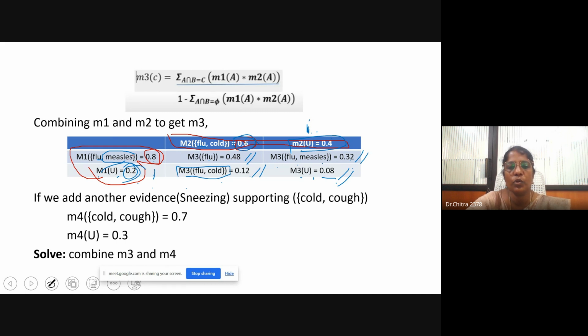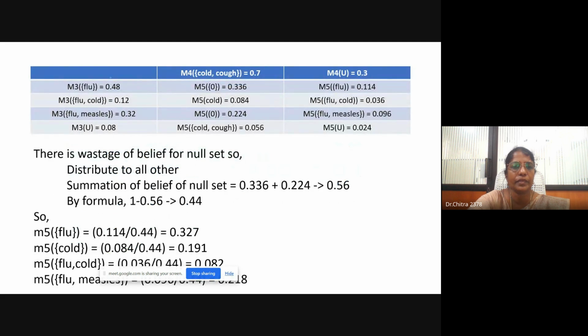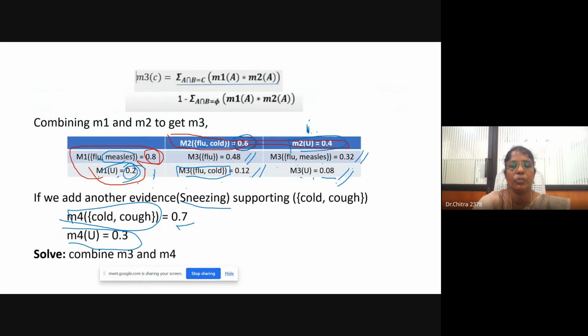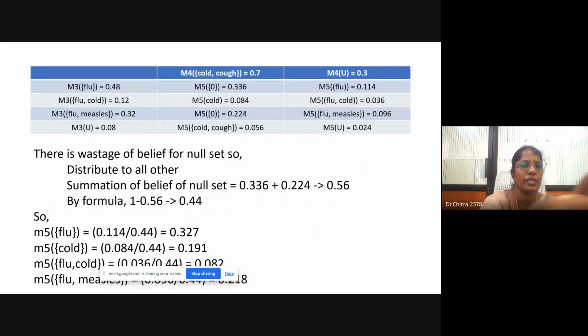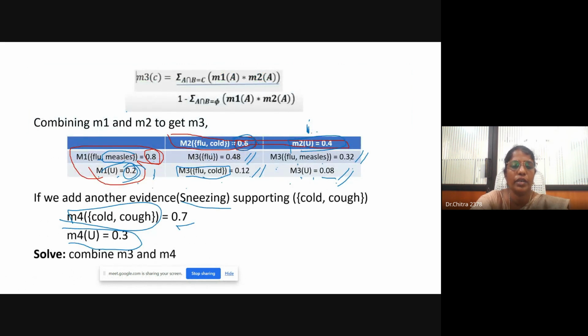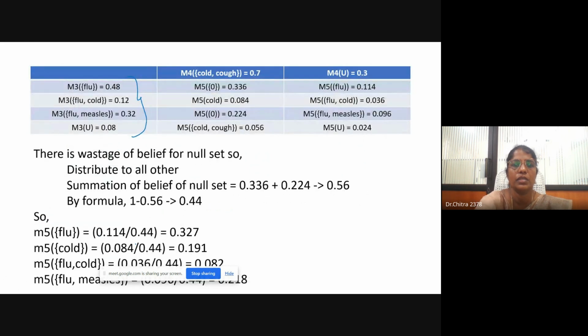So I am going to add one more mass function over here. That is, I'm considering sneezing. M4 of cold and cough with sneezing is 0.7, and everything is 1 minus 0.7, equal to 0.3. Now I am going to combine M3 and M4. What are the possibilities for M3? There are 4 possibilities: M3 of flu, M3 of flu and cold, M3 of flu and measles, M3 of all. You should write all these things here. Next I'm going to add M4. M4 of cold and cough is 0.7, and M4 of all is 0.3, the uncertainty. So this is 0.7 and 0.3.